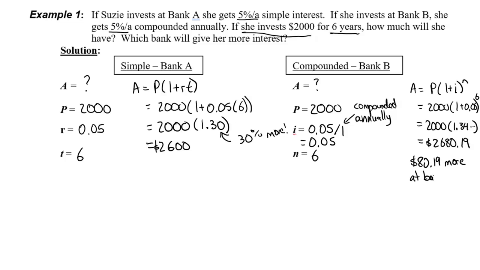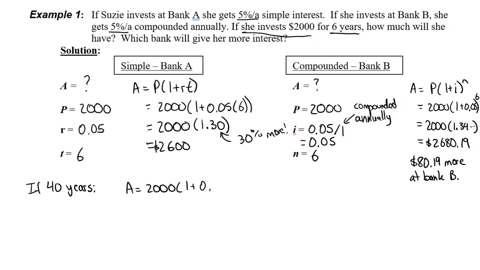And so that's the benefit of using compound interest. You have something more by doing that. So $80.19 more at Bank B than at Bank A. So the next thing I want us to just look at very quickly is this idea that if it was 40 years instead of 6 years, that's where the big difference starts to show.